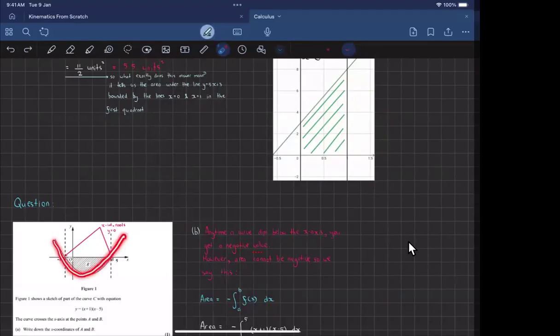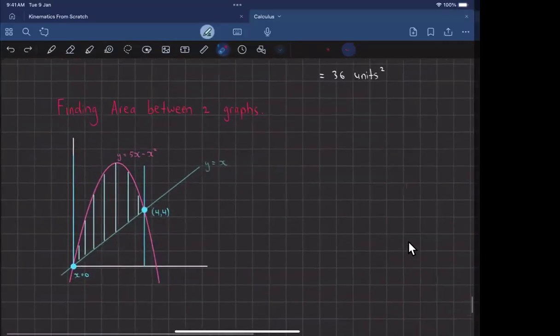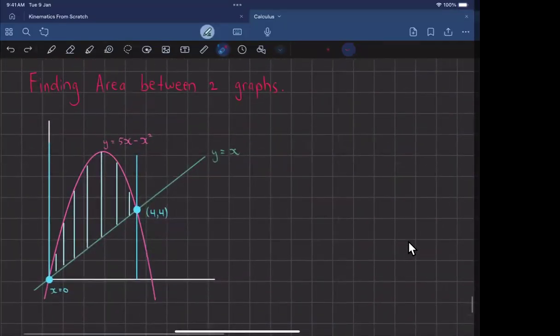So in this question, you had one curve. In this question, you had one line, and it was simple. You just had to find the area bounded by that and the x-axis. But now, how many graphs do you have? You have two. We have a what and a what? A curve and a straight line.